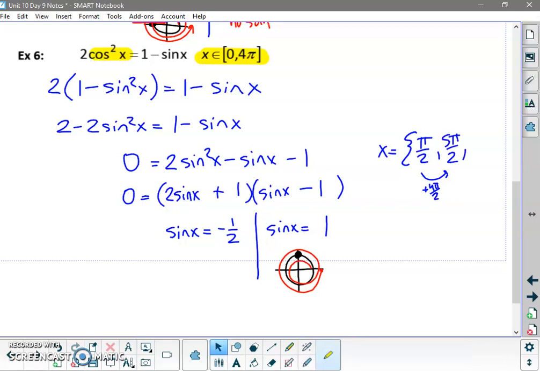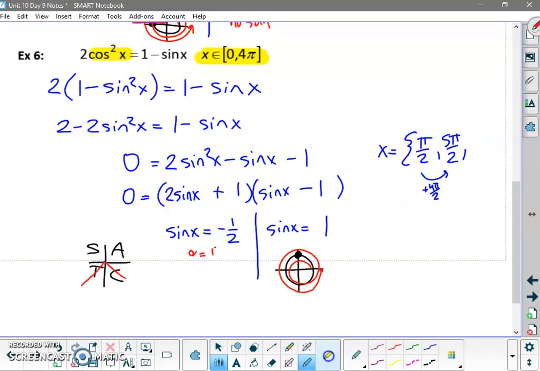Now, where's sine x at negative 1/2? Well, if you talk about quadrants, ASTC, where is sine negative? Sine is negative in the third and the fourth. The reference angle where sine is 1/2 is 30 degrees, so that's pi over 6. So here's where it gets a little bit challenging. Pi over 6 in the third quadrant is going to be 7 pi over 6, so that's going to be part of our solution. And in the fourth quadrant is going to be 11 pi over 6.